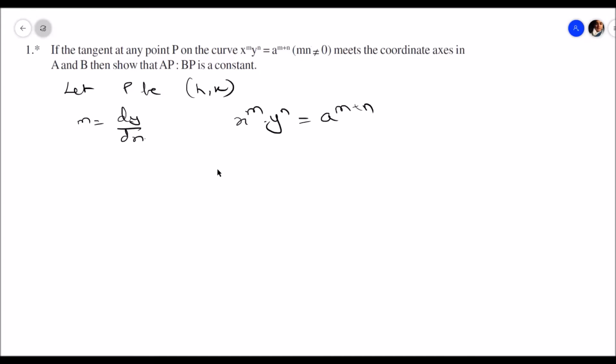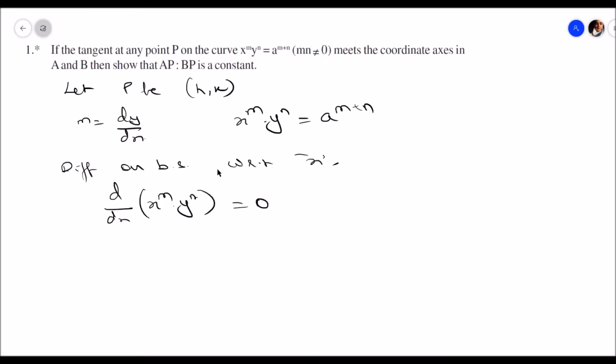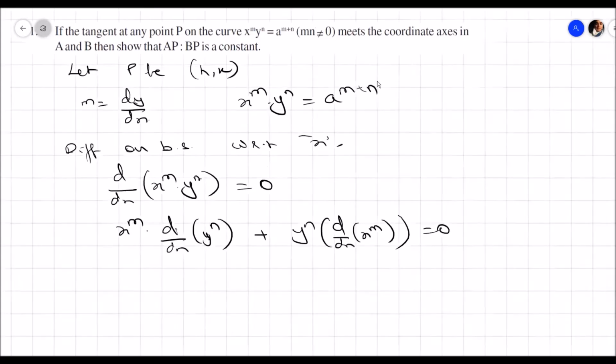So I need to be using implicit differentiation because x and y are together, and when I differentiate this on both sides with respect to x, right? I need to be using UV rule, and mind you, a is a constant, so the derivative of the RHS will simply become 0. So it is nothing but d by dx of x power m y power n is simply equal to 0, because a is a constant, a power anything will be a constant. So here I need to use UV rule. So x power m d by dx of y power n plus y power n d by dx of x power m, okay, has to be equal to 0.